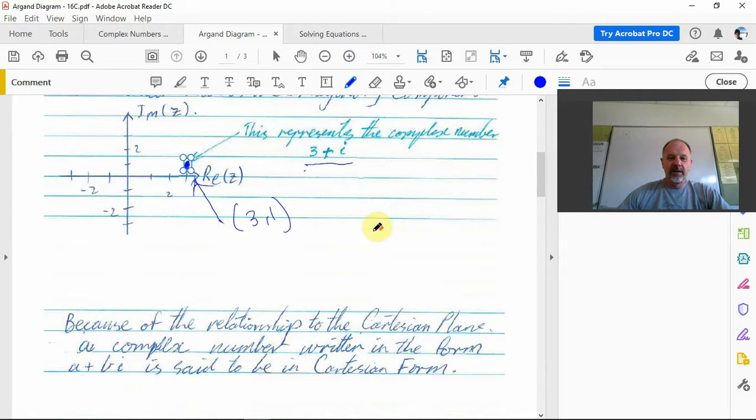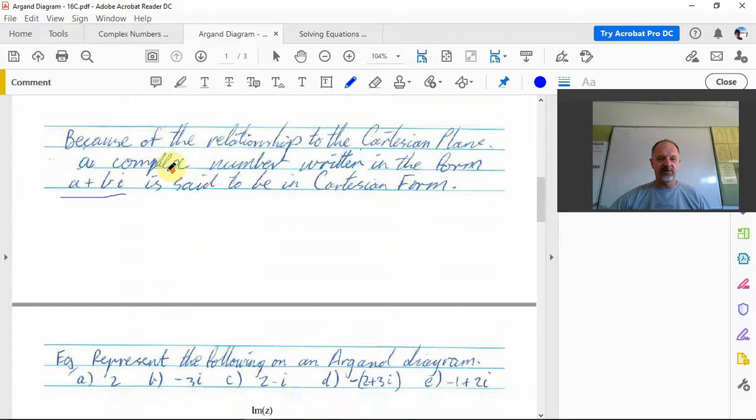Because of the relationship to the Cartesian plane, when we write this form, a plus bi, here 3 plus i, that's called the Cartesian form. There is another form that we'll look at a little bit later, but the Cartesian form goes straight onto the Argand diagram.